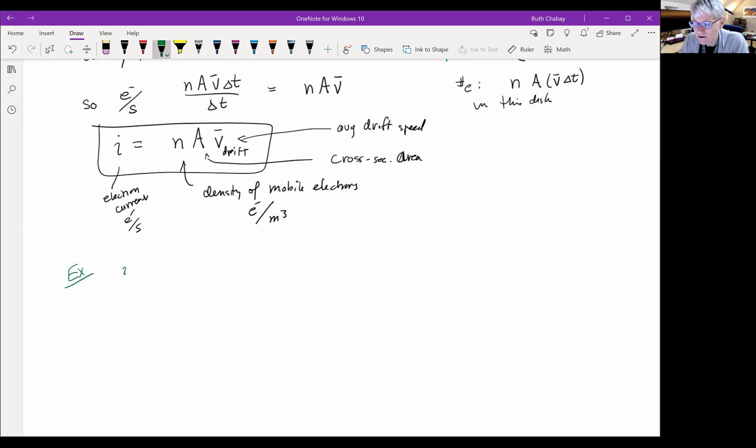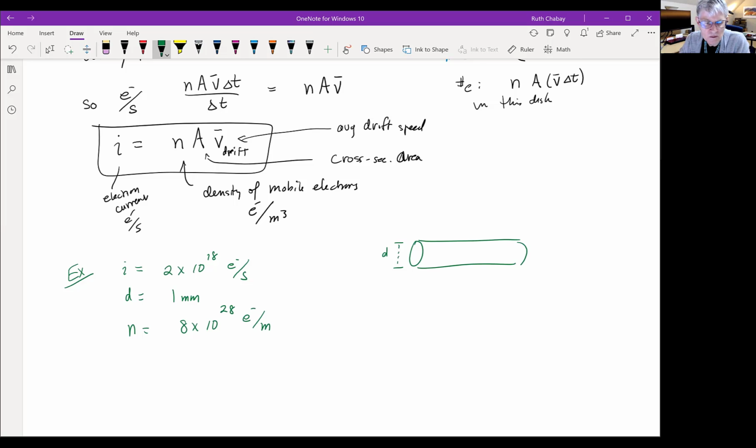But suppose the electron current is 2 times 10 to the 18th electrons per second, and the diameter of our wire is 1 millimeter, and the density of mobile electrons is 8 times 10 to the 28th electrons per cubic meter. What's the drift speed?